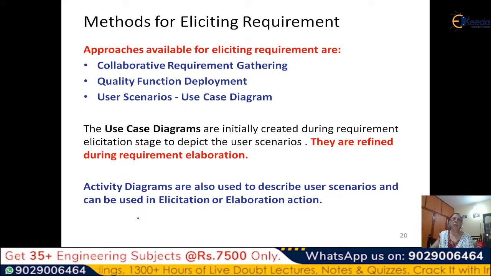Now we will come to the elicitation of the requirements, because you have seen that inception is just the starting. So we'll start with the elicitation, and the next class we will be going over the other activities of requirements engineering. There are 3 important methods. One is called collaborative requirement gathering. The second one is called quality function deployment, and the third one is the user scenario.